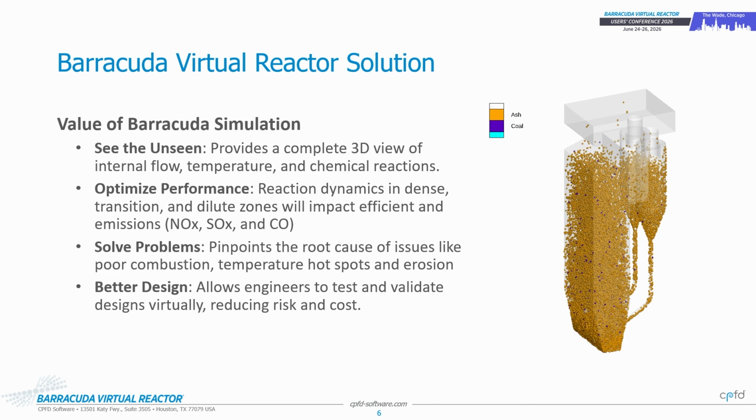And ultimately, the goal here is that that understanding will lead to us being able to solve potential operational problems that might happen, like combustion inefficiency or temperature hotspots and erosion. And so after those problems are identified, we can actually look towards improving the design. And Barracuda is a useful tool for looking at a design space, being able to test over it with minimal risk and minimal cost.